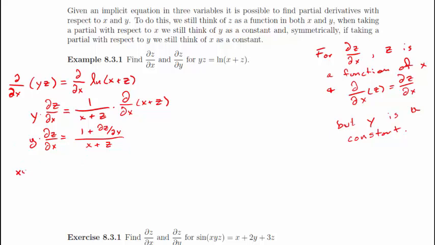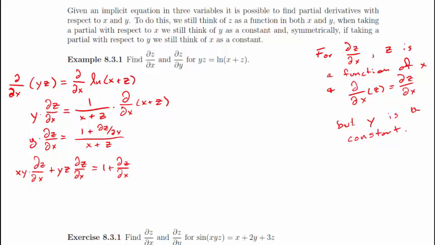So I get xy times the partial of z with respect to x plus yz times the partial of z with respect to x equals 1 plus the partial of z with respect to x. Feel free to take a little bit more room on your own paper if you want to here, or do it on some scratch paper.